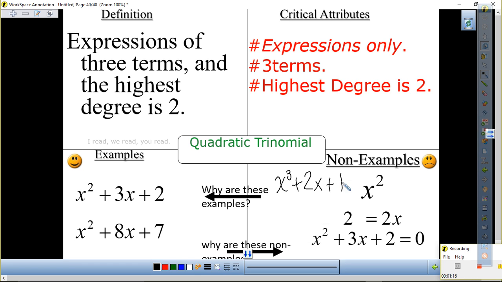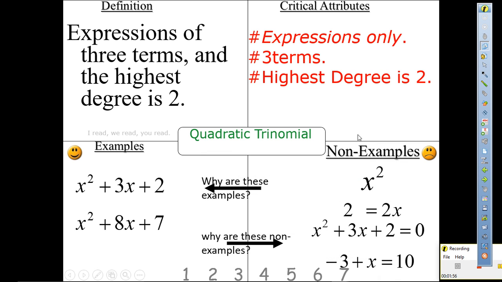Look at this non-example. Think about the name of this one, and tell your neighbor the name of this polynomial, please. Everyone, what is the name of this? Cubic trinomial. Why? Because it has the highest degree of 3 with 3 terms. Actually, today we're going to get into some of that. All right. Steps.